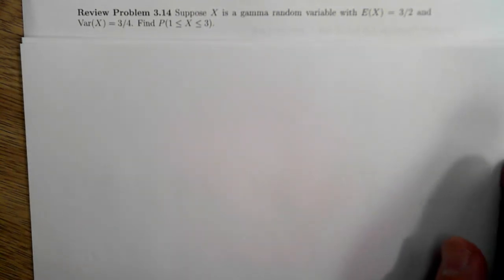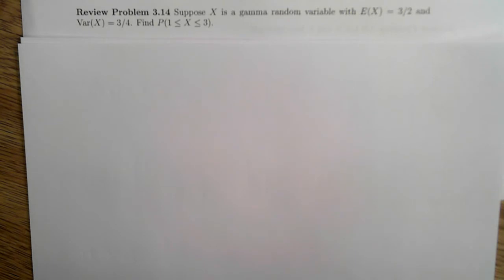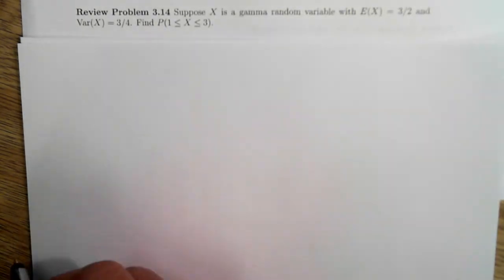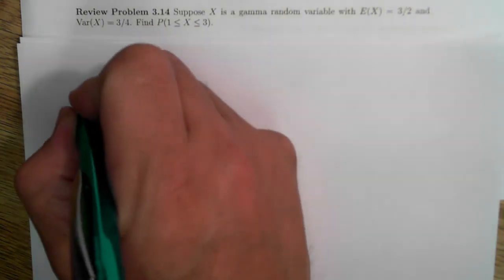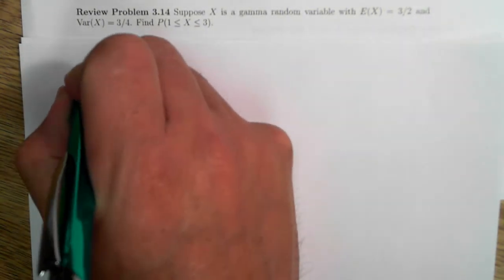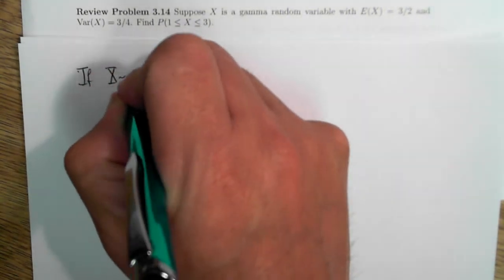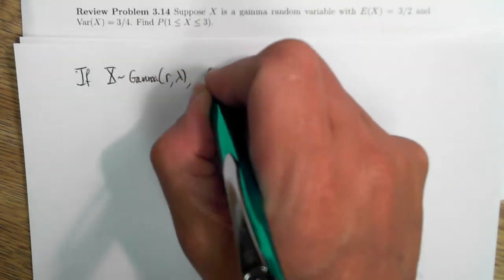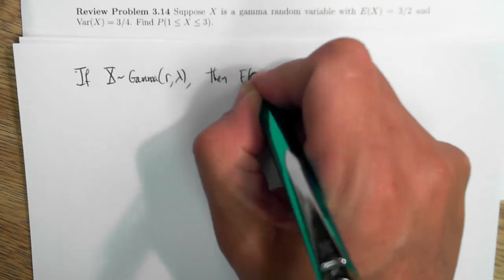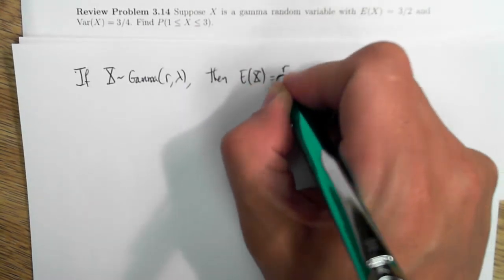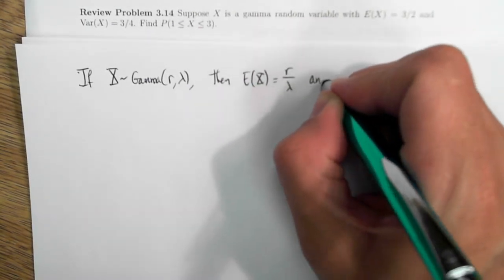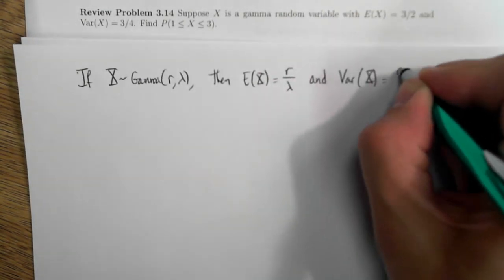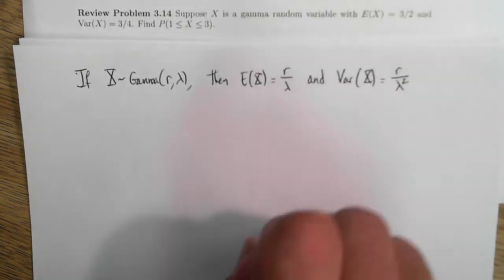So ordinarily, when you have a gamma random variable, the values of r and lambda are given. This time, we have to figure out what r and lambda are. So we recall that if x is gamma with parameters r and lambda, then the expected value of x is equal to r over lambda, and the variance of x is equal to r over lambda squared.